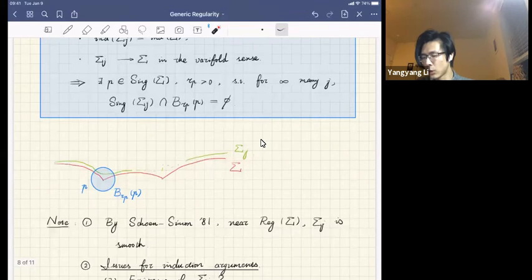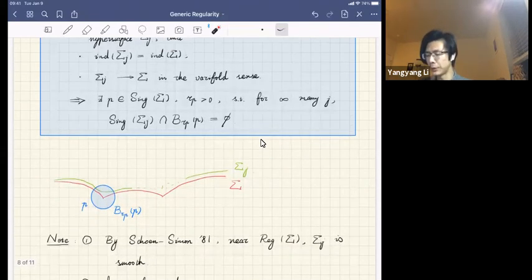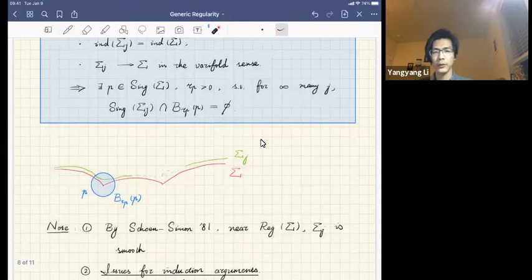And so a naive way to think of this proposition is to try some induction argument. In other words, maybe we can start from a minimal hypersurface sigma inside some Riemannian manifold with some metric, and then we use this argument to perturb sigma to obtain some sigma j with j large enough. And using this proposition, we know that near P there is no singular set inside sigma j.